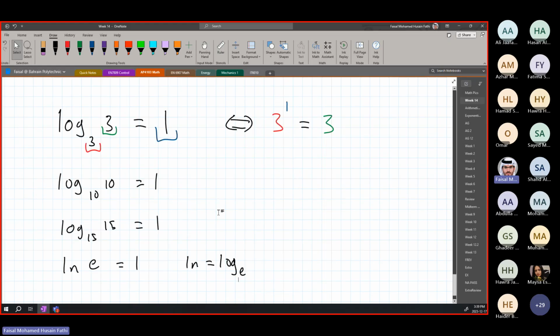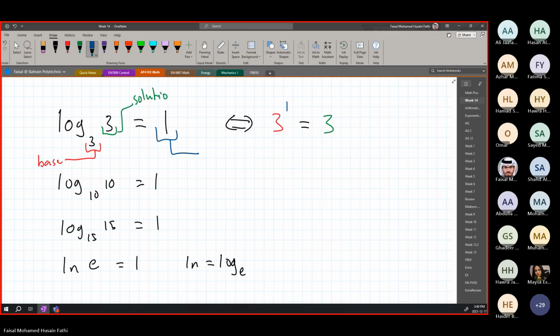Not the base and the power, the base and the solution. Remember, this is our base. This is the solution. And this is the power. Okay? So if the base and the solution are equal, then the power will always be 1.